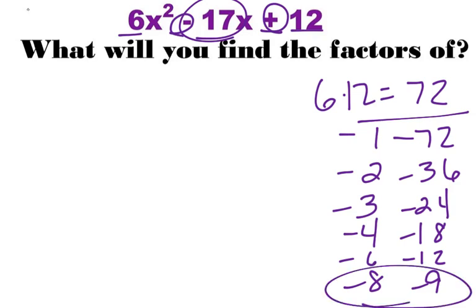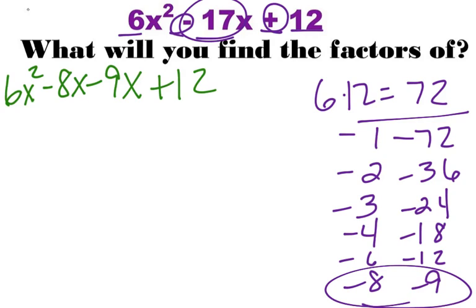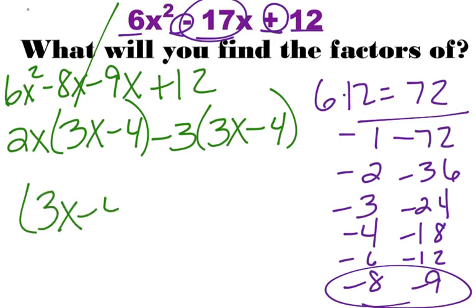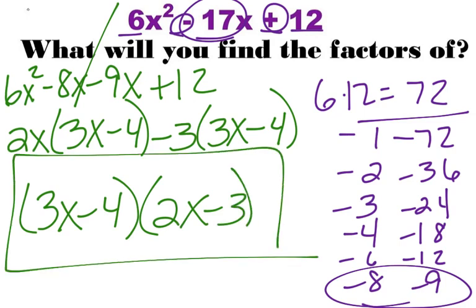You do not get to just write your answer. You have to bring down the 6x squared. Then write your two factors with an x. So minus 8x minus 9x. Bring down the plus 12. You're going to break this in half. First two divided by 2, and they both have an x. Leaves you 3x minus 4. Bring down your minus. They both divide by 3. Leaves you 3x minus 4, and the reason it's minus is because when you pull out a minus, you use the opposite sign. Parentheses are the same, so 3x minus 4 is part of my answer. Take what I pulled out, and 2x minus 3 is the other part of my answer.